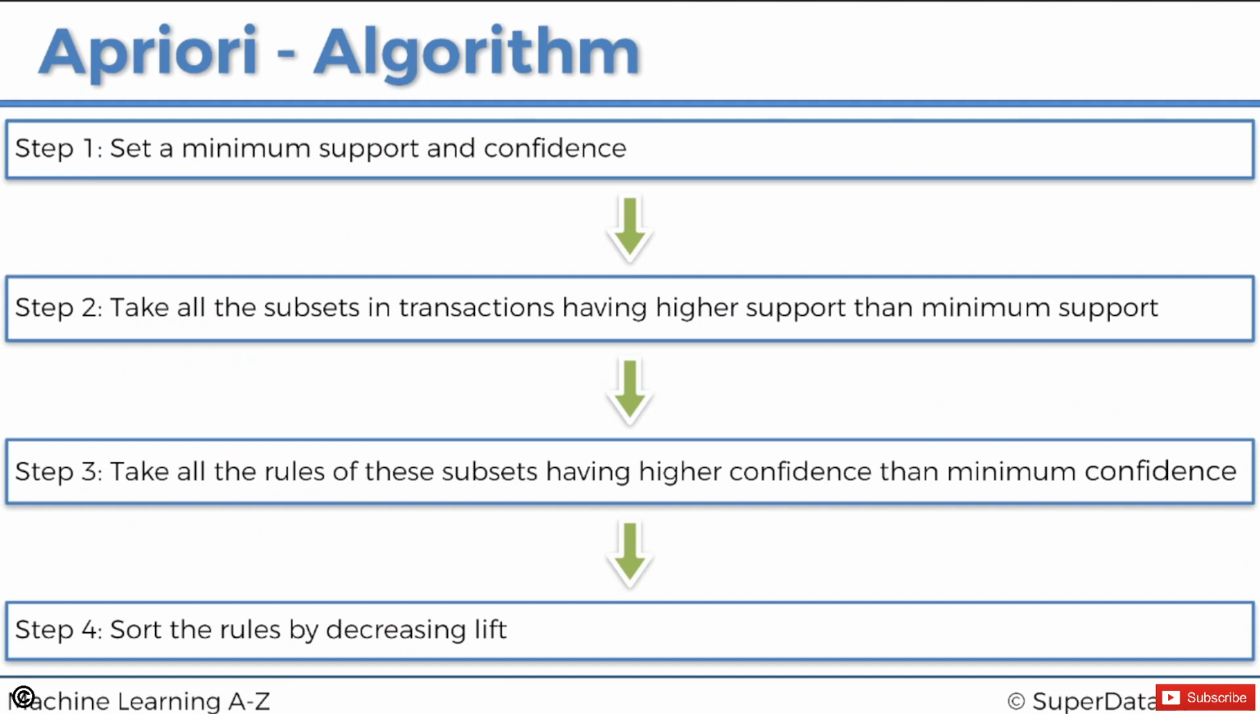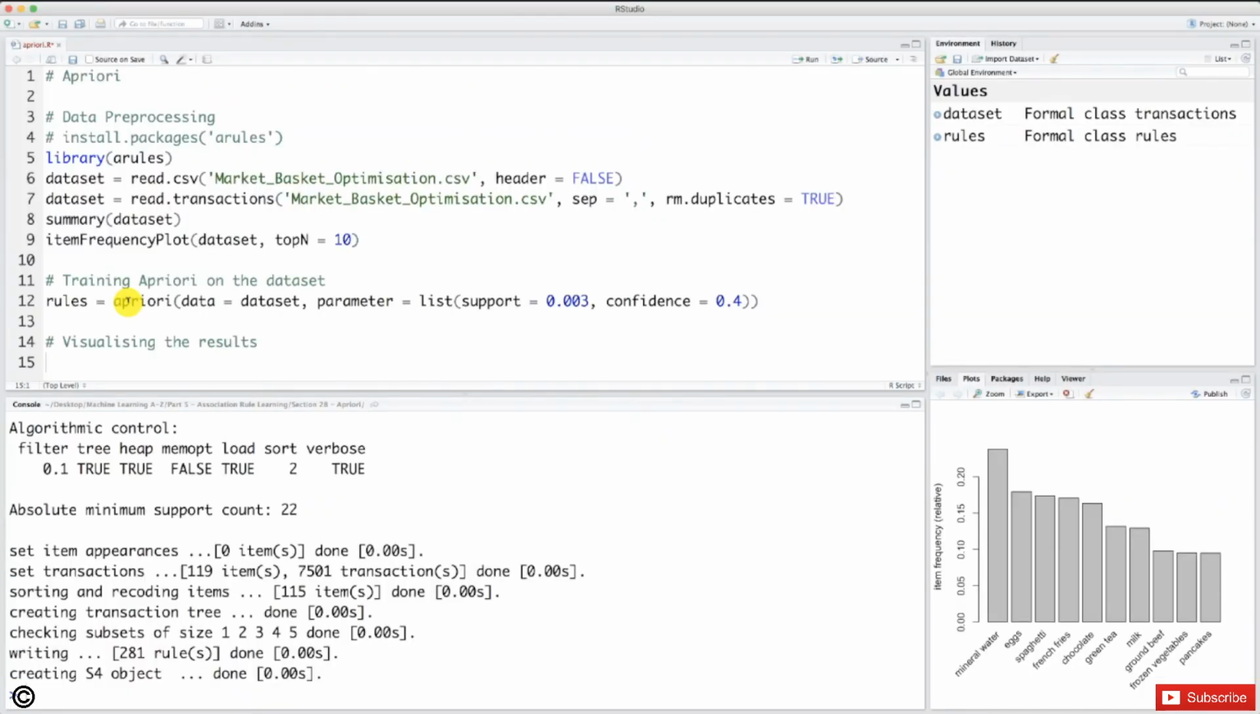And now we're finally getting to step 4. And that's the step that will lead us to the visualization of the results. So this step 4 is to sort the rules by their decreasing lift. As Kirill explained in the intuition tutorial, the lift is the best metric to measure the relevance of a rule. So that's why we're sorting the rules by their lift rather than their confidence or their support. So that's what we're going to do in this single line of code.